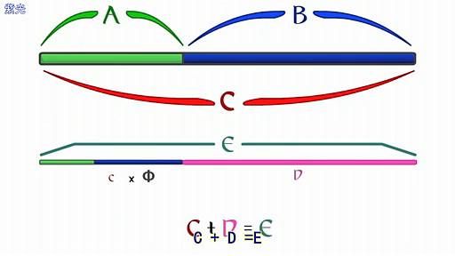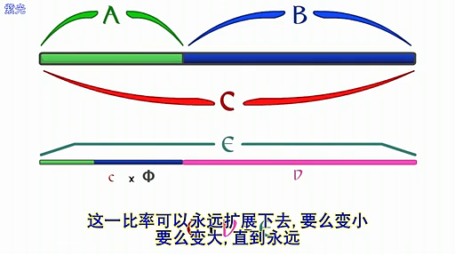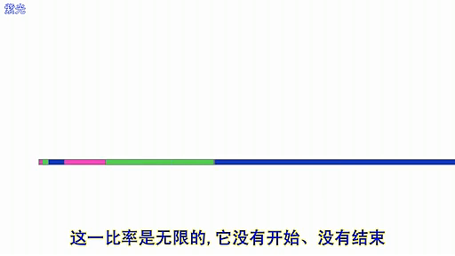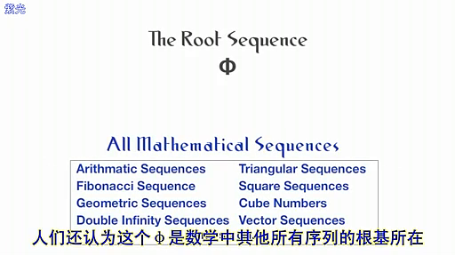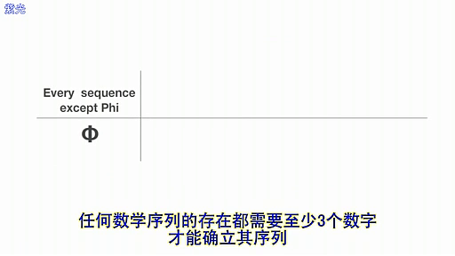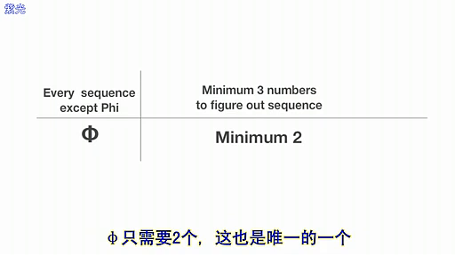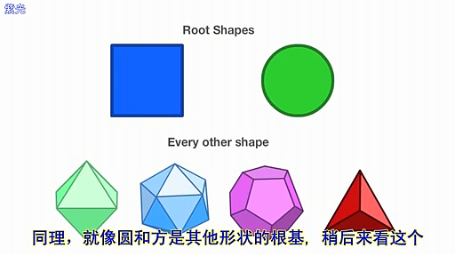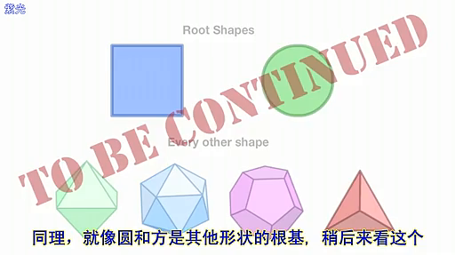C and D is equal to E. This ratio could then span on forever, going smaller and smaller or bigger and bigger forever. This ratio is infinite. It has no beginning and no end. It is also believed that Phi is the mathematical root of all other sequences. See, every mathematical sequence in existence needs a minimum of 3 numbers to figure out the sequence. Phi only needs 2. It is the only one. Similar to how the circle and square are the source of all shape, but we'll get to that later on.